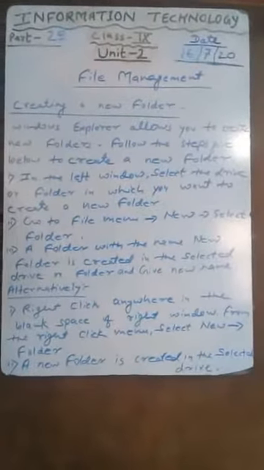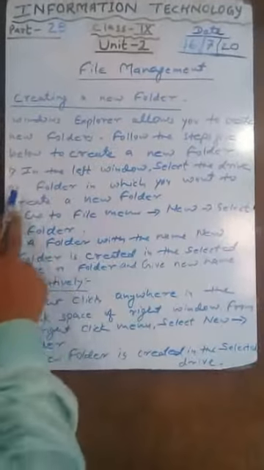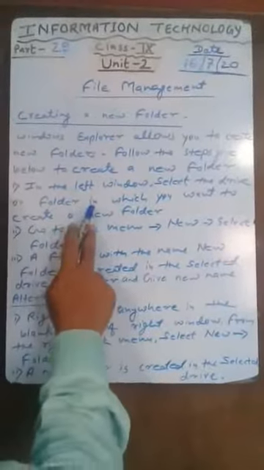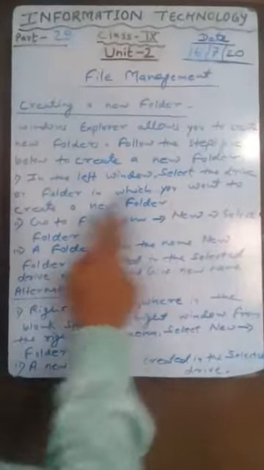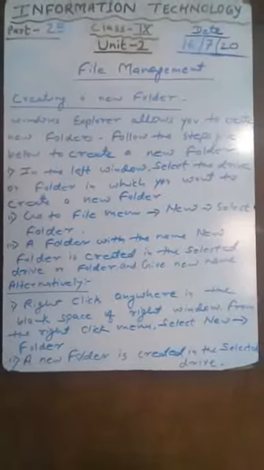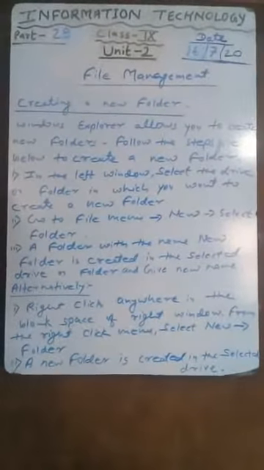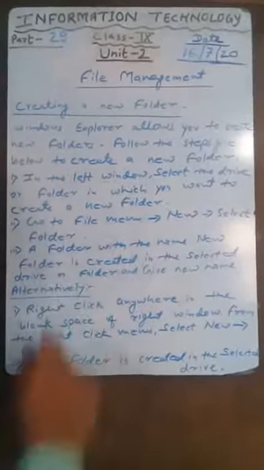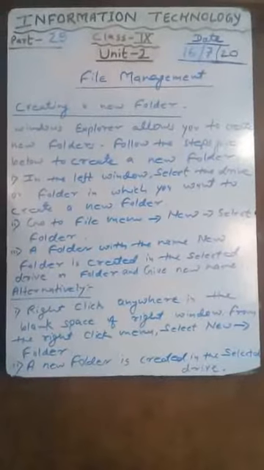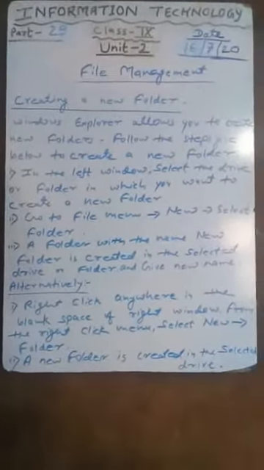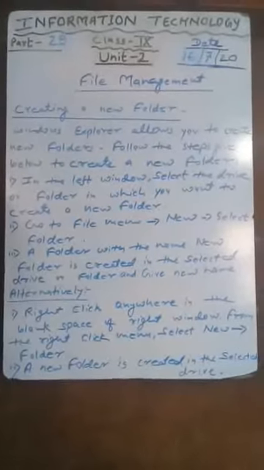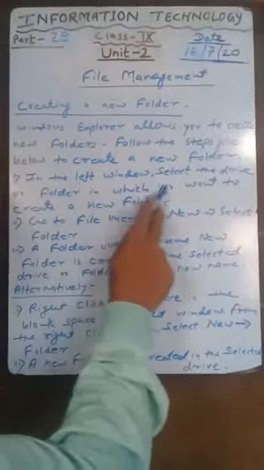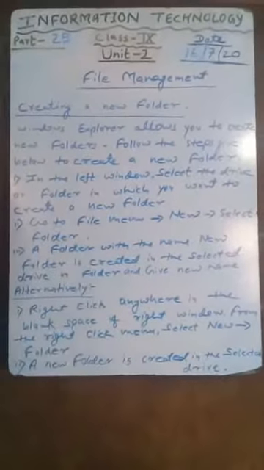Now, first of all, in the first point, in the left window, select the drive or folder in which you want to create a new folder. Suppose you want to create it in the C drive or D drive, then you select the C drive or D drive. Suppose you want to create a folder inside a folder, then you select the folder in which you want to create the new folder.